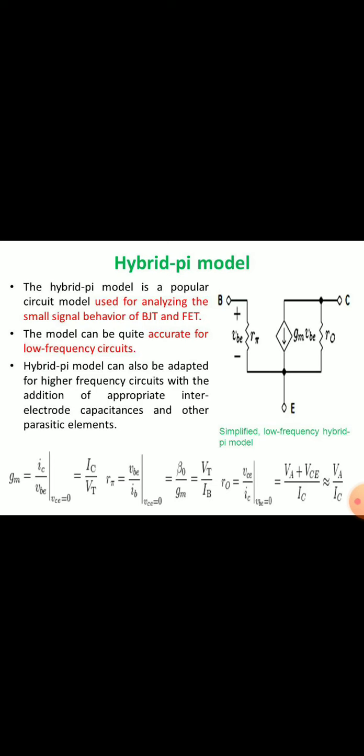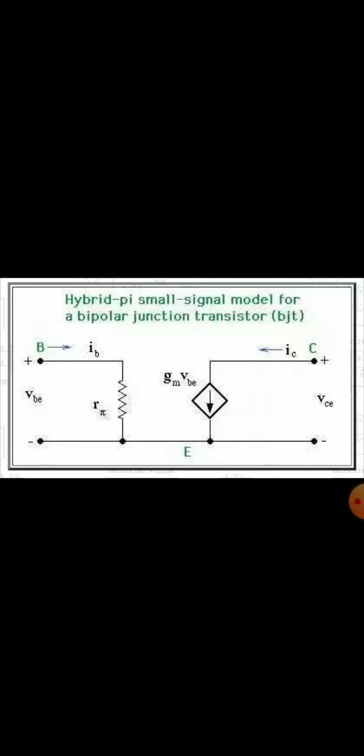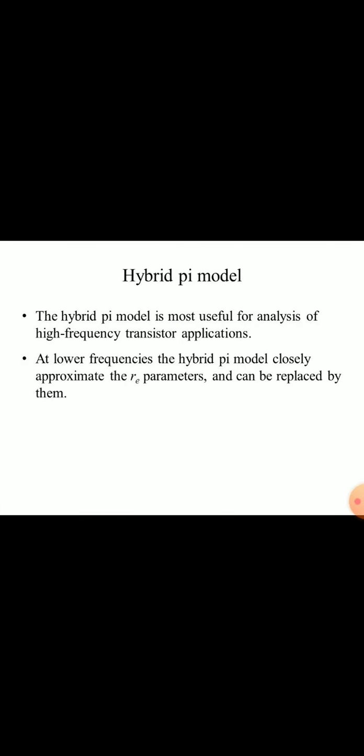So the next one is the internal node. The internal node B dash is a physically non-accessible bulk node. B represents the external base terminal. So the resistance between the external B and the internal node B dash is represented here as RBB dash. This resistance is called the base spreading resistance. It is up to 100 ohms.